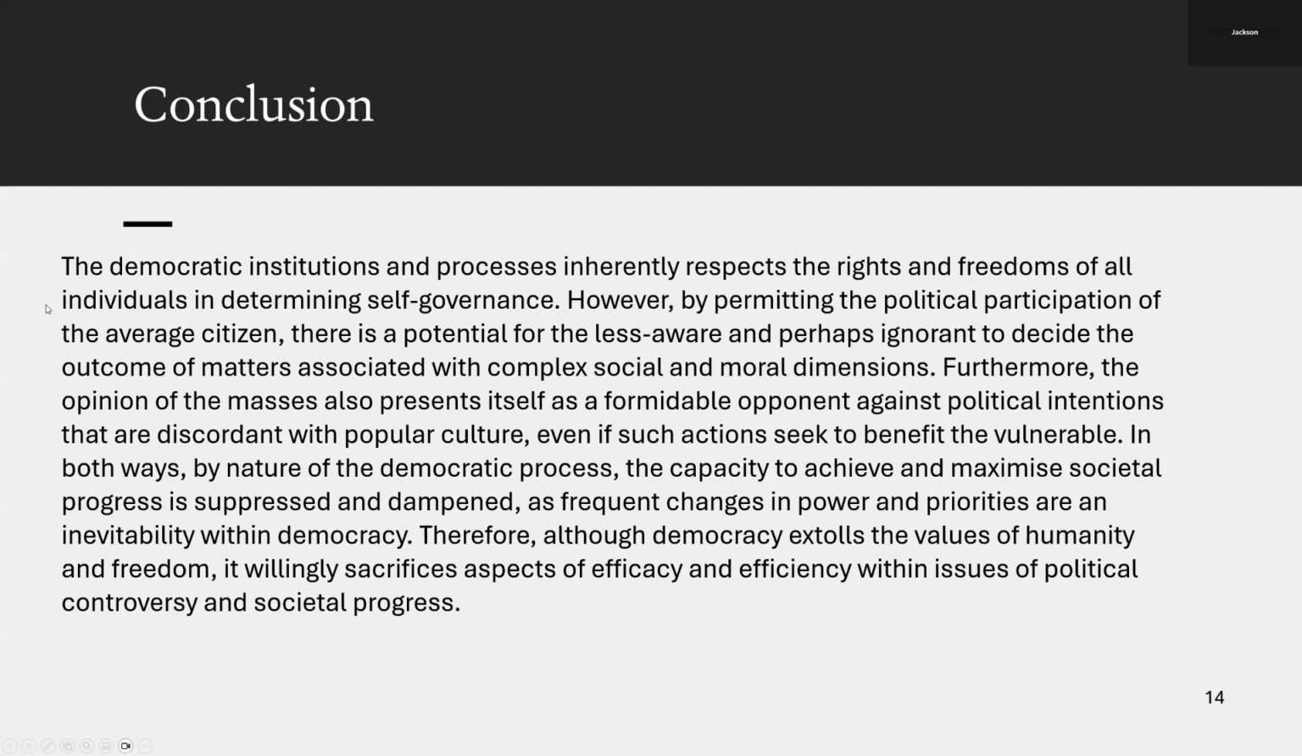The next part here, however, by permitting the political parties of the average student potential for less. So I probably would say this is a little bit strange wording. I didn't really include it in the weaknesses, but something that I've now just picked up. And perhaps ignorance aside, the outcome of that is associative, complex, social, and moral dimensions. So remember, this is talking about the uninformed decision-making and misjudging complex social matters that we've said in the first body paragraph. So we have body paragraph 1 being represented by that sentence. And before I embarrass myself any further, I'm going to type that instead.